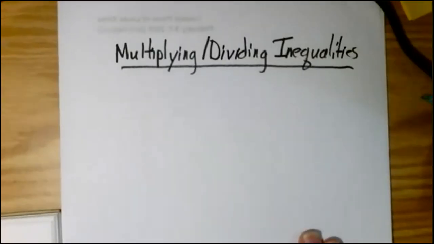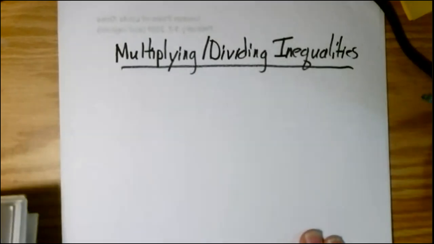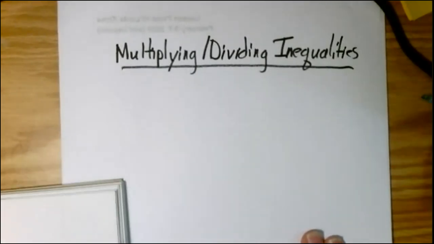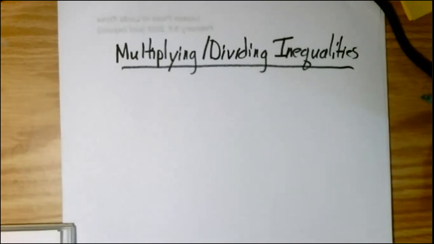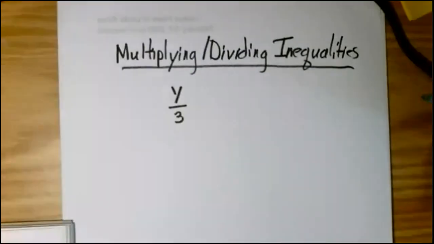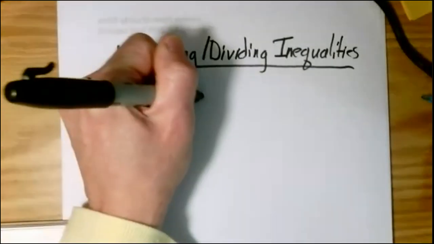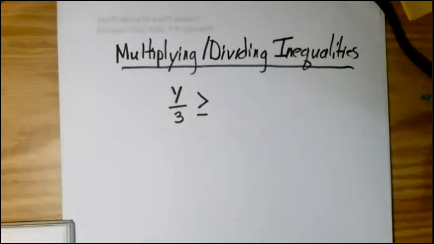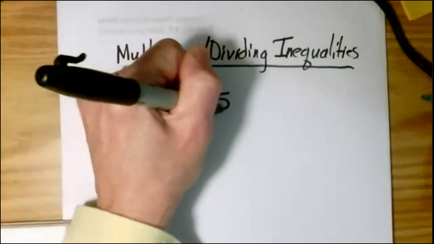Okay, let's look at an example of multiplying or dividing inequalities. We did one just a minute ago using adding or subtracting with inequalities. Now we're going to do multiplying or dividing. So we're going to say y divided by 3 is greater than or equal to 5.